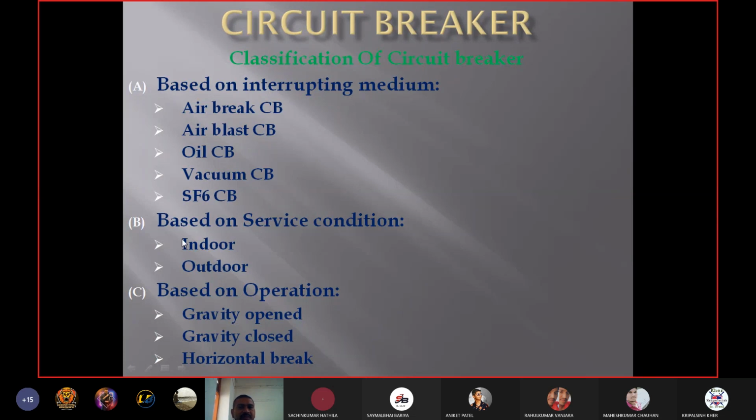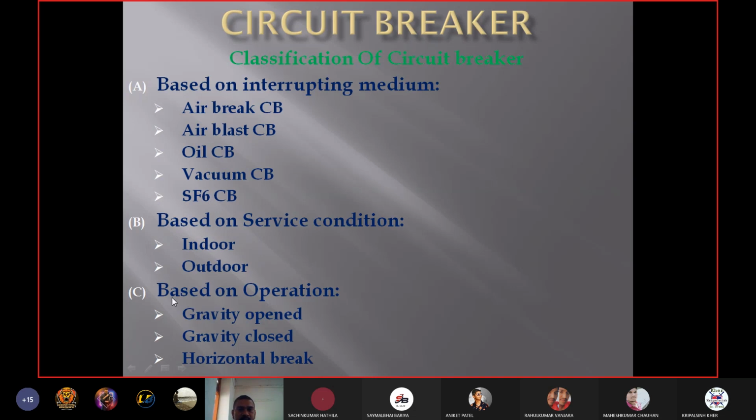Okay, second is based on service condition, in which service we are using the circuit breaker. Whether it is of indoor type or outdoor type. So based on service condition, the circuit breaker is classified as indoor type or outdoor type.